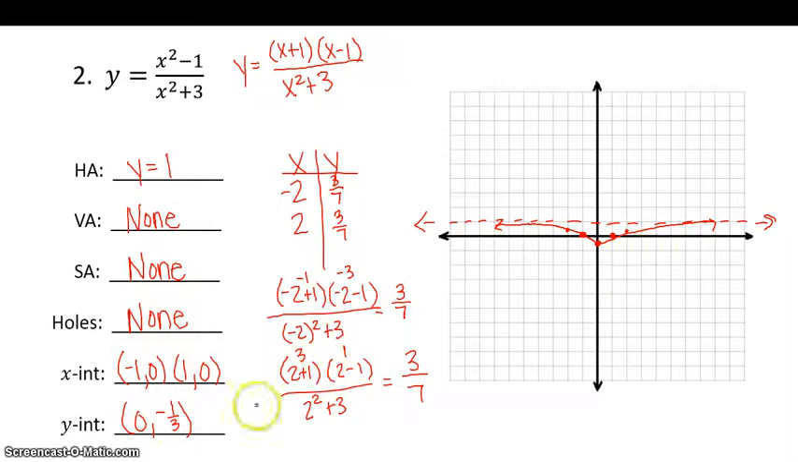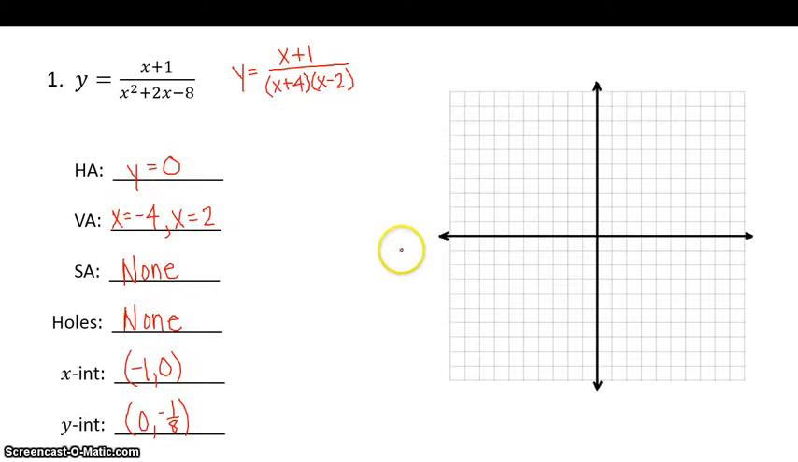Okay, and then last one, let's look at number 1. Okay, so for number 1, these were the answers that we had. So then let's go ahead and graph all of that information. So y equals 0. Now this one has 2 vertical asymptotes, so negative 4 and positive 2. I can get my dashed lines to work out here, that'd be great.